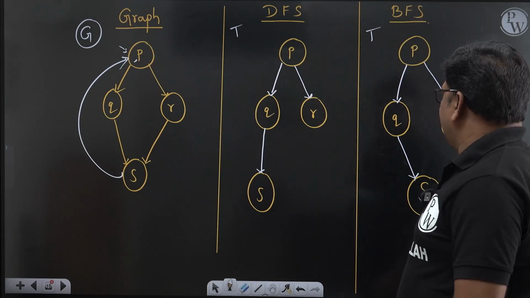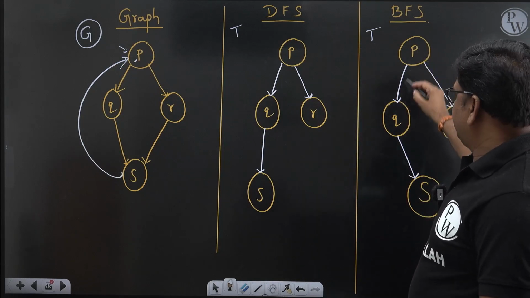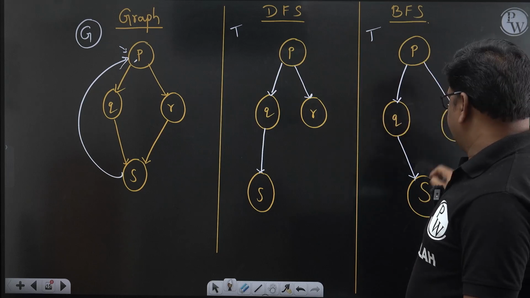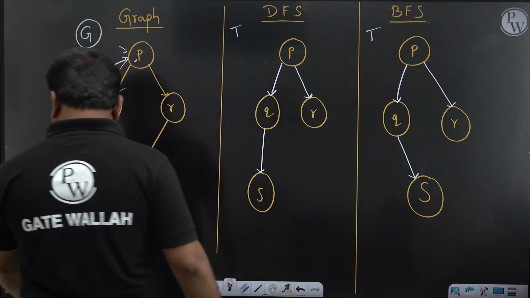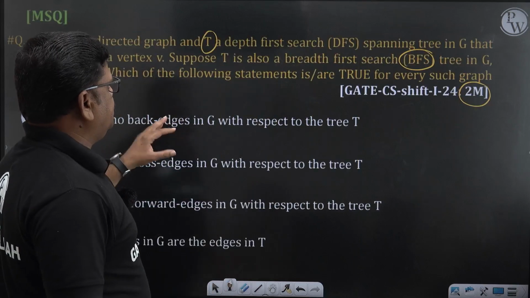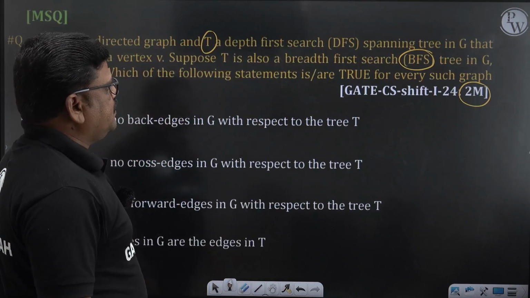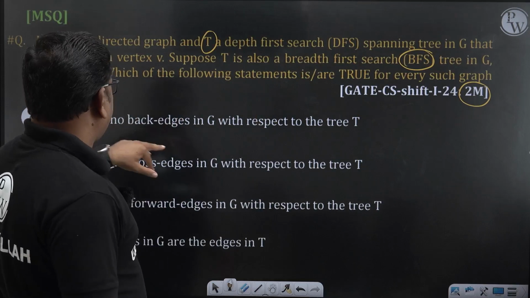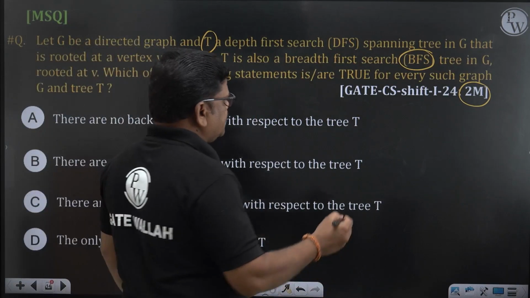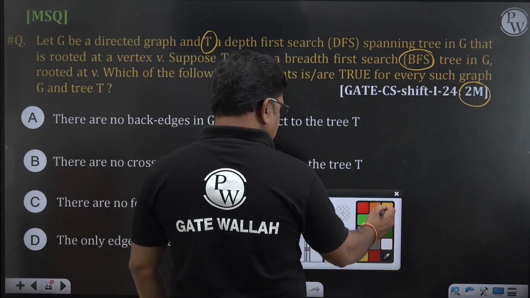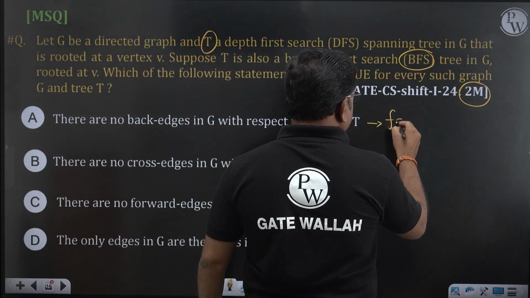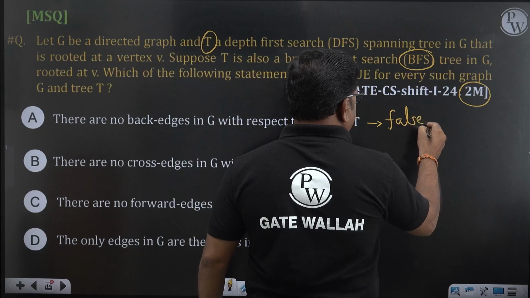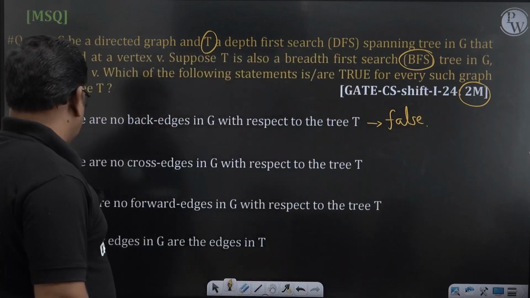Any changes in the BFS? We will start from here, then these two, then this. So, there is no change; even if back edges are present, no problem. The BFS spanning tree and DFS spanning tree will be the same. He is saying no back edges. If back edges are there, it will not create any problem for us. So, this is clearly false. Right. Let us go to the next one.